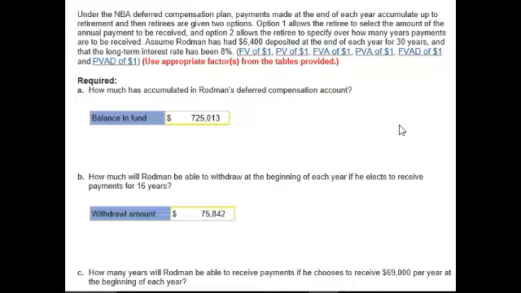Let's go one by one. So step 1. The first question is asking how much has accumulated in Rodman's deferred compensation account. Well, this guy is saving. It says assume Rodman right here has had 6,400 deposited at the end of each year for 30 years. So we are talking about saving 6,400 every year at the end of each year for 30 years.